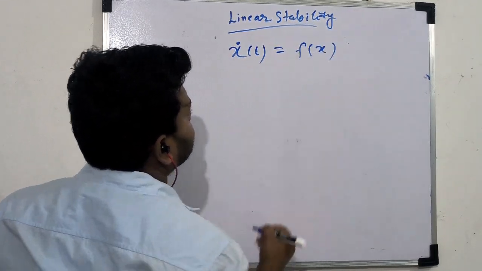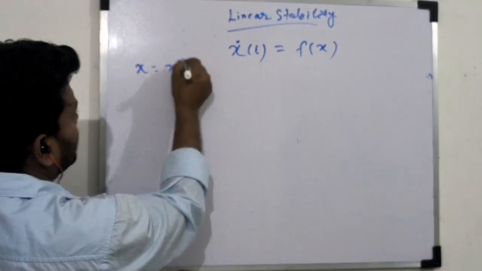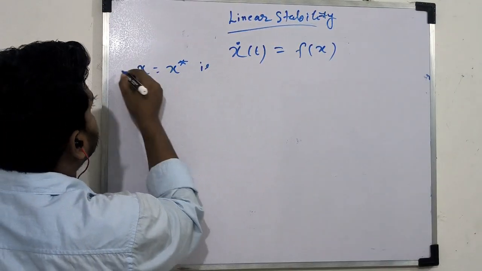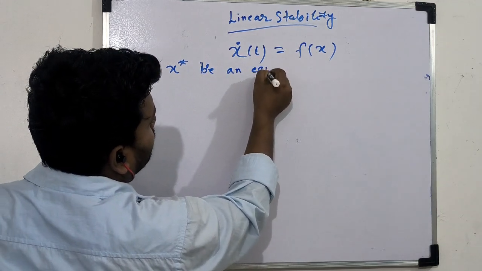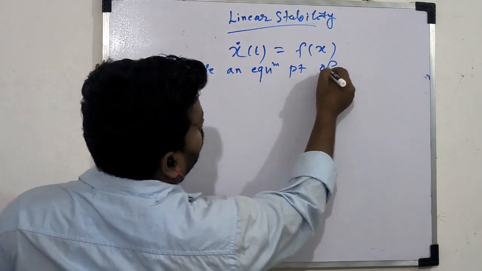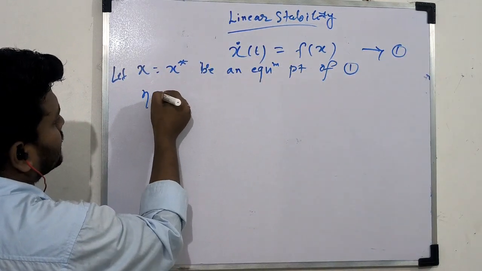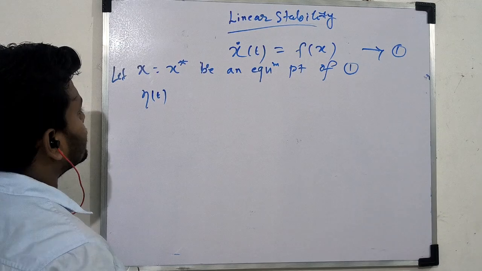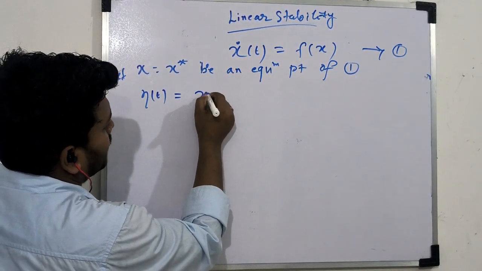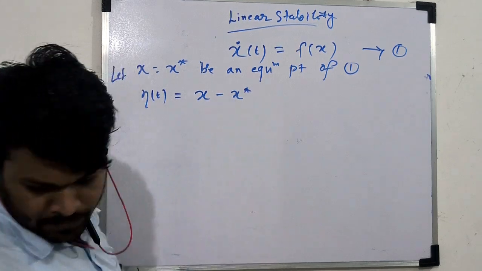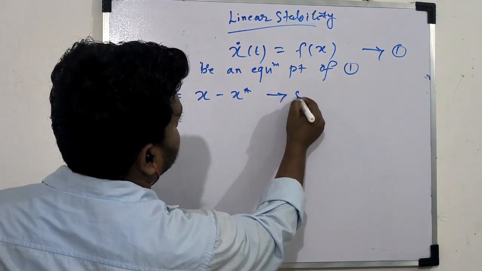This is x dot equal to f of x, and let x equal to x star be an equilibrium point of this dynamical system 1. And also let us take a small perturbation eta of t, which is denoted as x minus x star. This is a small perturbation.